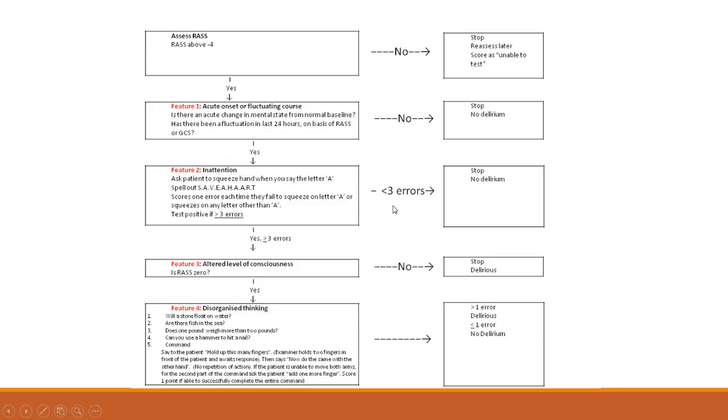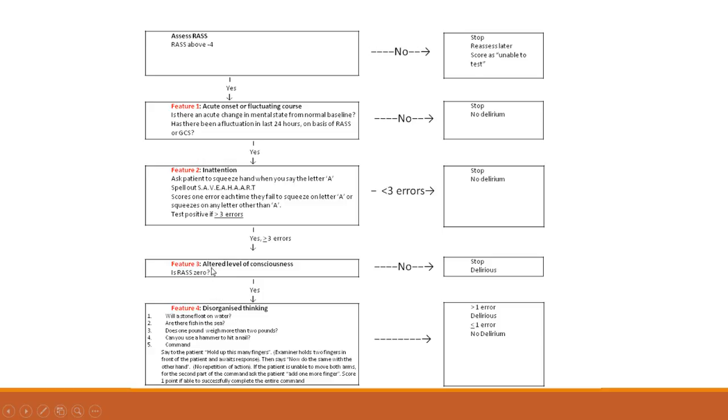So again, you're dealing with ICU patients who are nonverbal, they're ventilated, so you need to have a way of assessing things nonverbally. And so the way to administer this would be to have a patient squeeze their hand every time they hear the letter A as you spell out this statement, "save a heart." More than 3 errors is a positive finding. So then you score for both feature 1 and 2, and you move on.